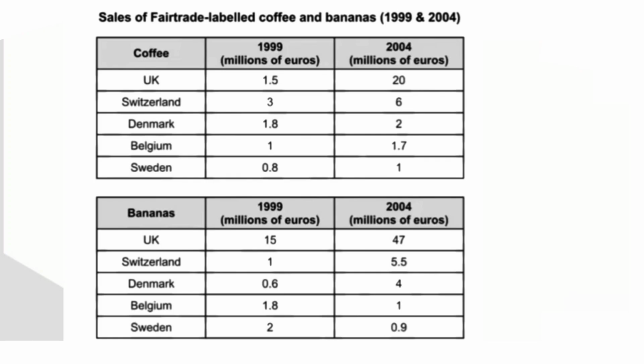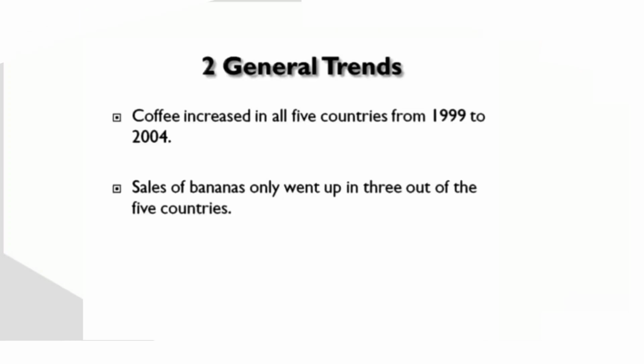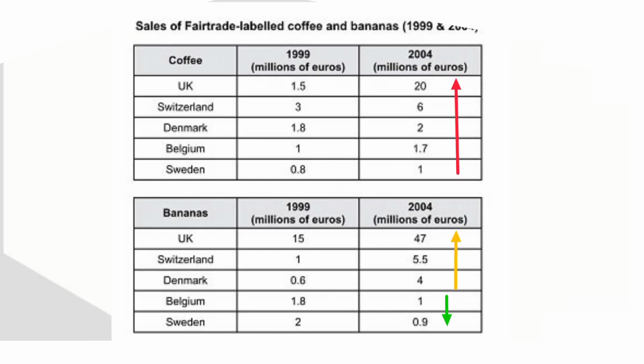Analyzing each of them, we can find that there are 2 general trends. First one is coffee increased in all 5 countries from 1999 to 2004. Second, sales of bananas only went up in 3 out of the 5 countries. Let's check again. In the case of coffee, as we can see, all increased. But for banana, trade increased in the first 3 countries and decreased in the last 2.